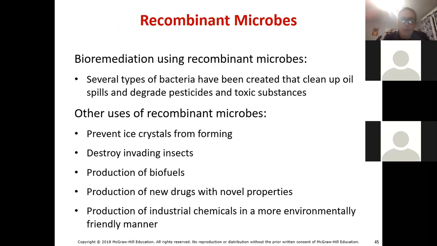Bioremediation is using recombinant microbes. They can be used to clean up oil spills, degrade pesticides and toxic substances. Other uses of recombinant microbes include preventing ice crystals on crops, destroying invading insects, production of biofuels, production of new drugs with novel properties, and production of industrial chemicals in a more environmentally friendly manner.